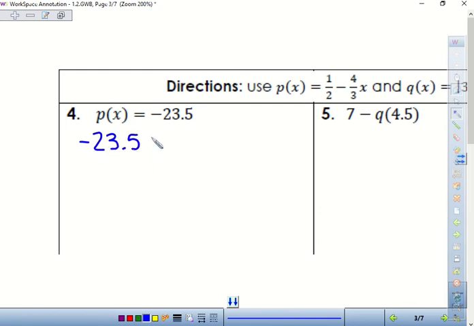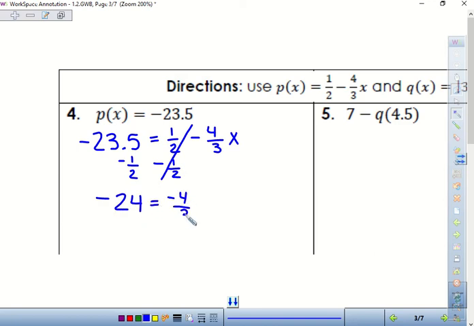negative 23.5. So I'm going to just rewrite it. And now I'm just going to solve for x by trying to get x by itself. The easiest way to get started doing that is to subtract 1/2 on both sides. 1/2 is the same thing as 0.5. So negative 23.5 minus 0.5 is negative 24, right? So I have negative 24 is equal to 4/3 x. So is everybody on board with how I got there?